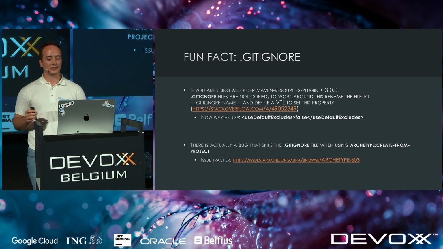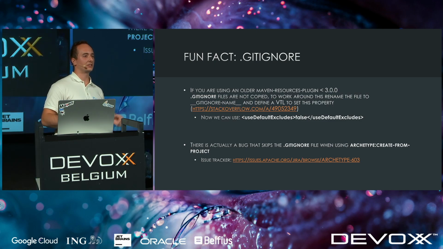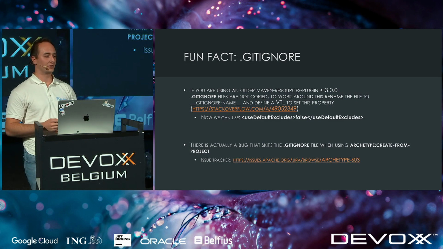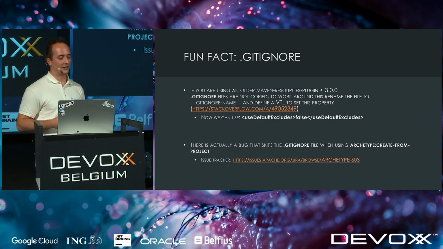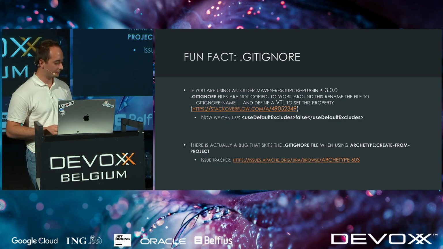Another issue is that when you use the create from project goal, it doesn't currently work yet, so it will still exclude your gitignore. Another reason, in my opinion, not to use it, but there's a ticket for that if you feel like contributing to Maven and you feel like this is something I could pick up. Definitely look into it. I think it's one that could be very useful as well.